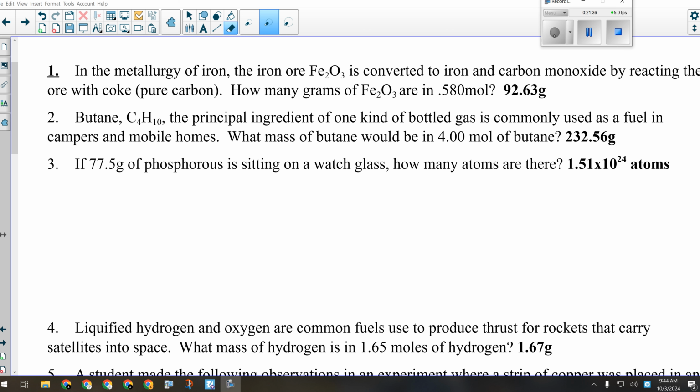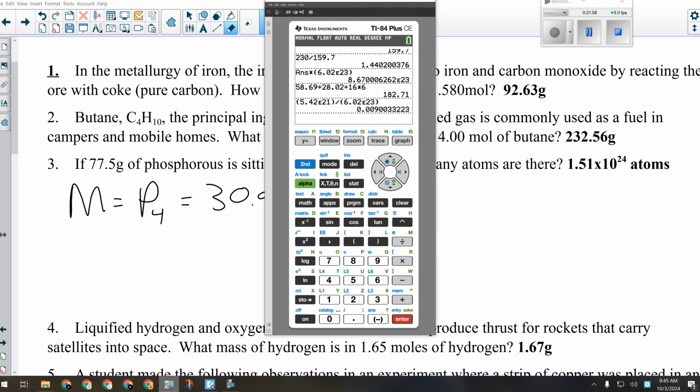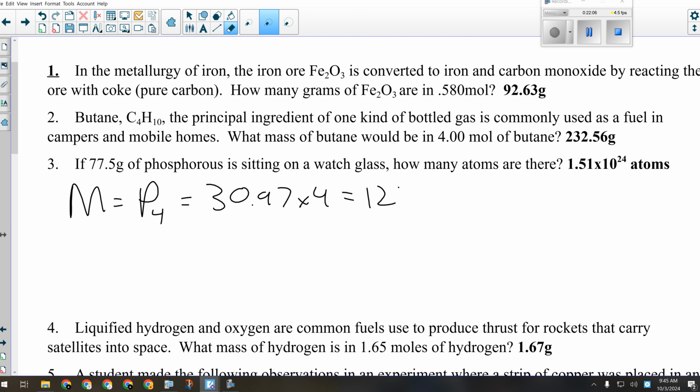Okay, so we've got 77.5 grams of phosphorus. Now here's the thing we need to know. Molar mass says phosphorus looks like this, P4. So I need to get its actual molar mass, which is 30.97 times 4, which is 123.88 grams per mole. Now that's the molar mass of a phosphorus molecule.